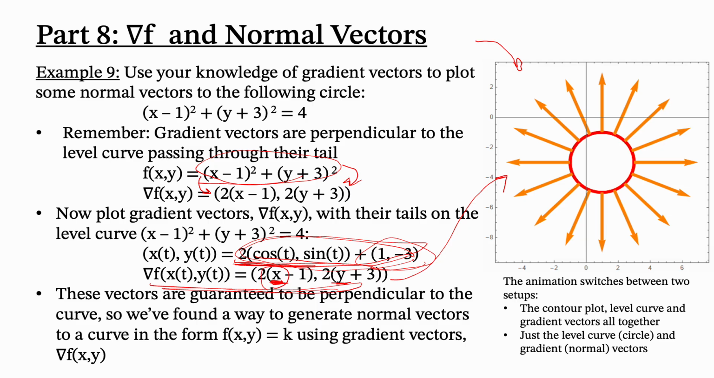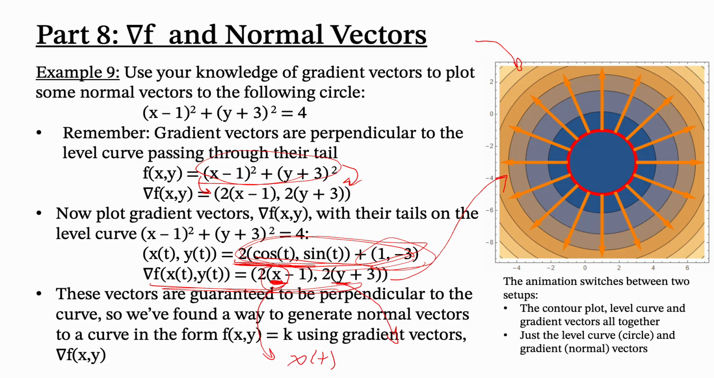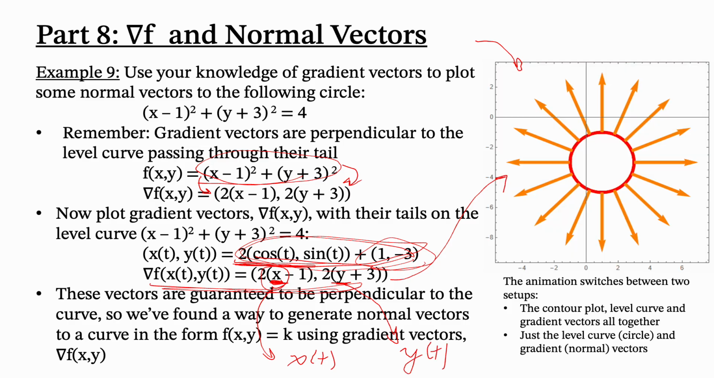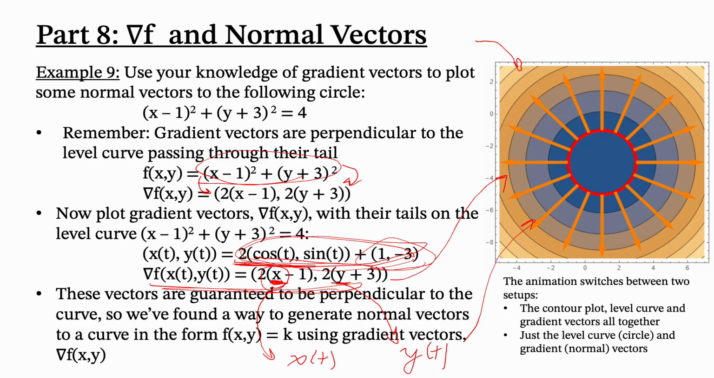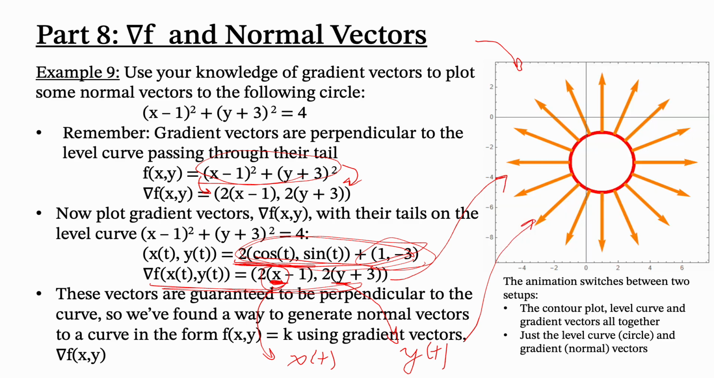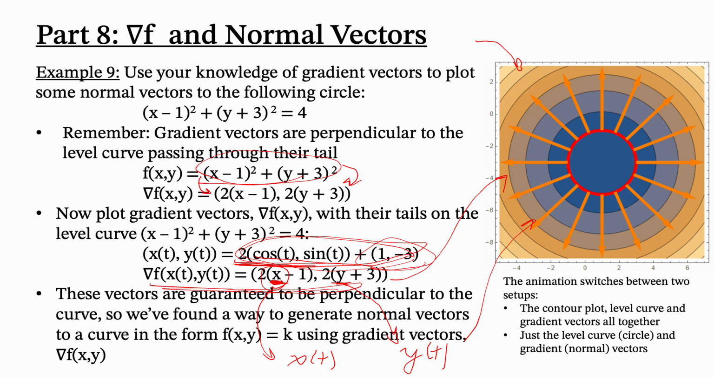Now I would put a little note here. This should have said x(t), and this y value here I should have written y(t), and then Desmos will just plot these gradient vectors, and those gradient vectors are also normal vectors because they're perpendicular to our level curve. So, a clever trick for plotting normal vectors.